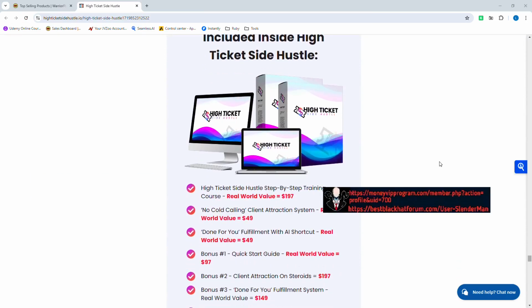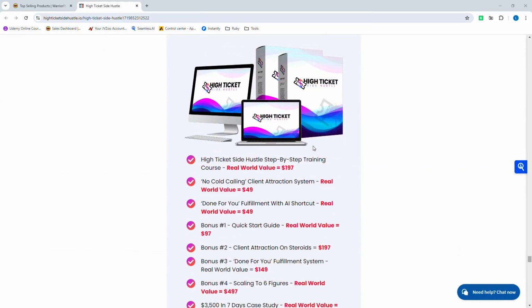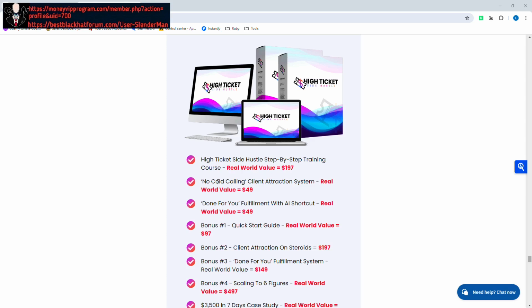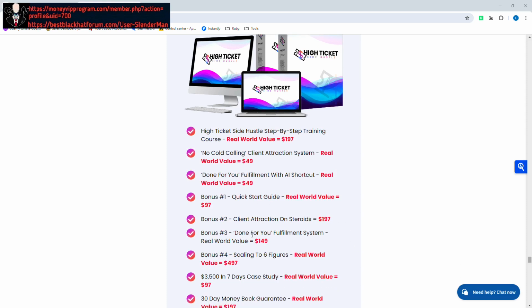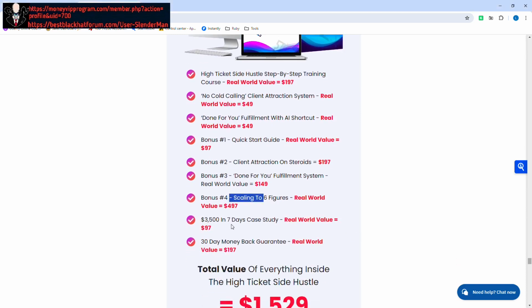Recap of everything included inside of this high-ticket side hustle product. Step-by-step training, great. No cold calling, client attraction system, okay. Done for you fulfillment with AI. Bonus quick start guide, client attraction on steroids. Done for you fulfillment system. Let's see, scaling to 6 figures. Case study. Okay.